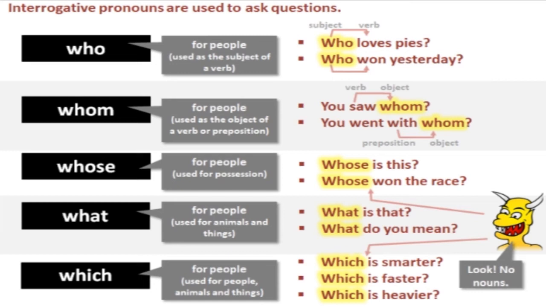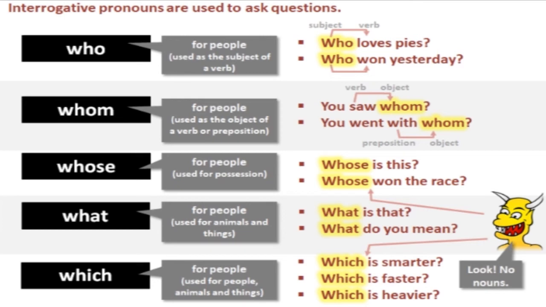And as we know, who is for people, used as the subject of a verb. Who loves pies? Who won yesterday? Whom is also for people, but as the object of a verb or preposition. You saw whom? You went with whom? Whose is also for people and used for possession. Whose is this? Whose won the race?